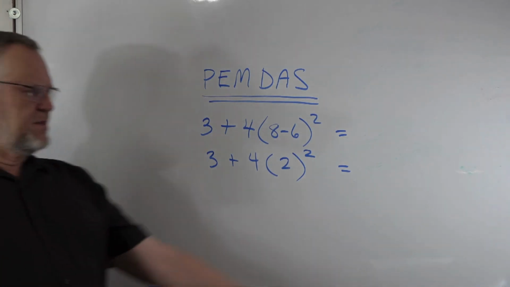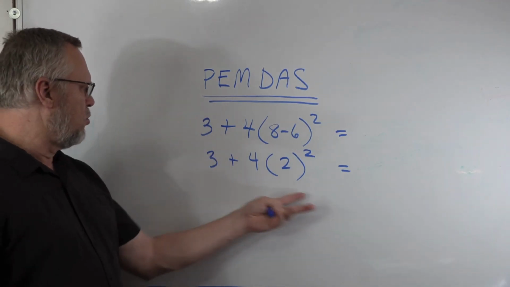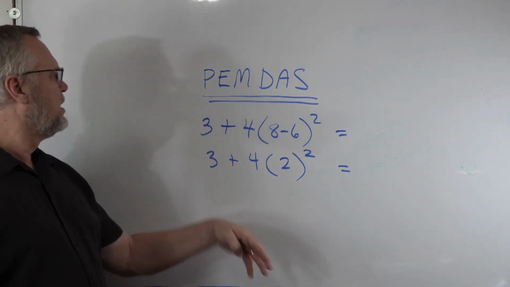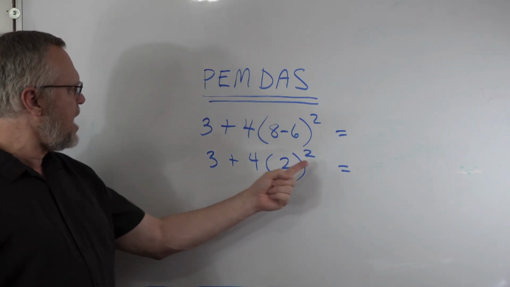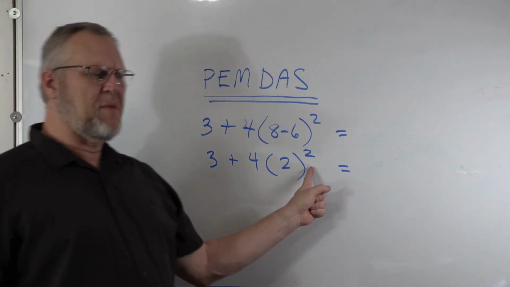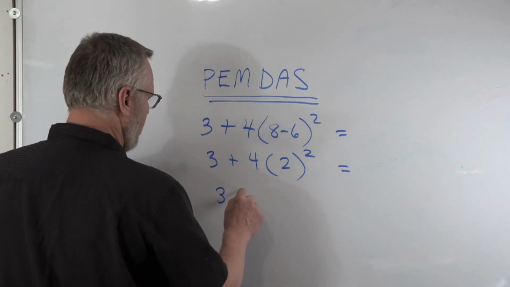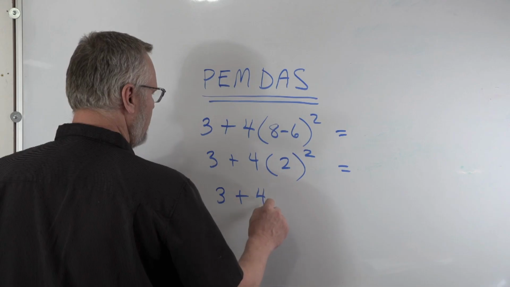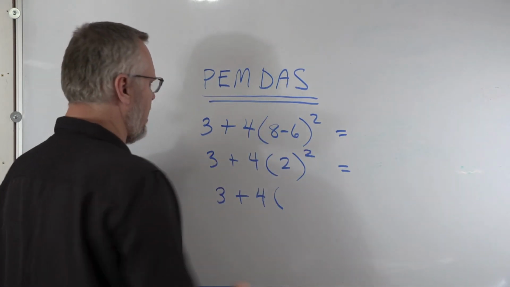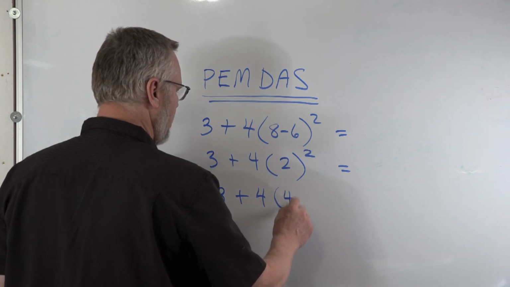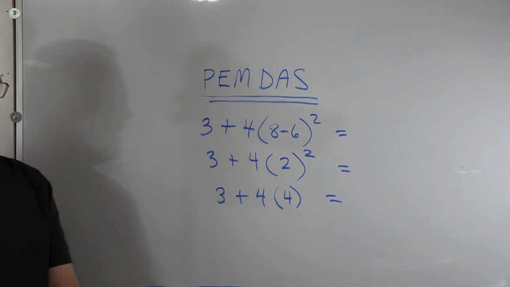We've done parentheses. There's no more here; that one's already cleaned up. Now we go to exponents, those powers that you have up there. So now we're going to write 3, because we haven't worked on that yet, times 4 times this 2 squared, which of course everybody knows is 4. And that's the next thing to do.